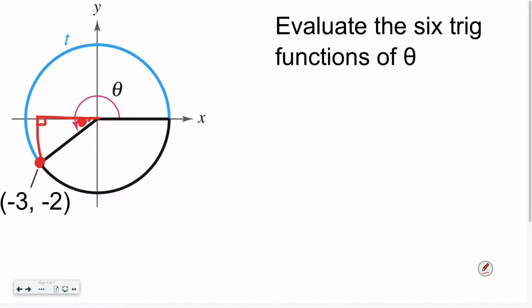So there's our reference angle, and I'm going to go ahead and make a reference triangle. Now, we traveled an x distance of 3 and a y distance of 2. So we know that the sides of that triangle are 3 and 2. Which means we can find the hypotenuse by doing what? X squared plus y squared, the Pythagorean theorem. So 3 squared plus 2 squared, our hypotenuse has a length of square root of 13.